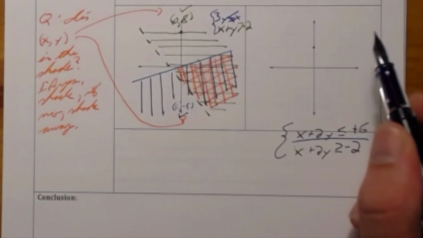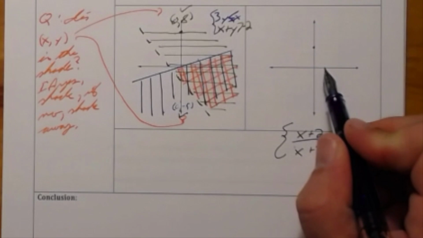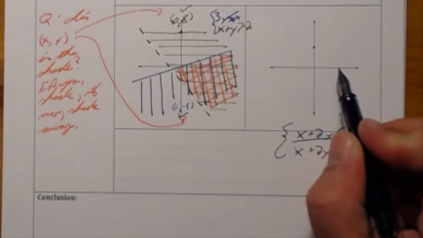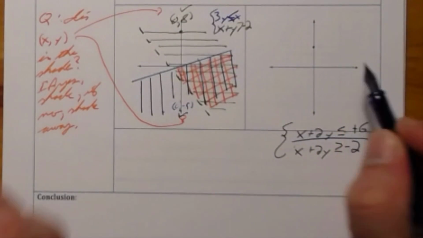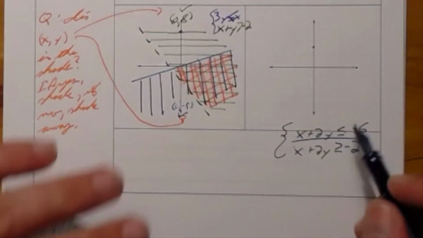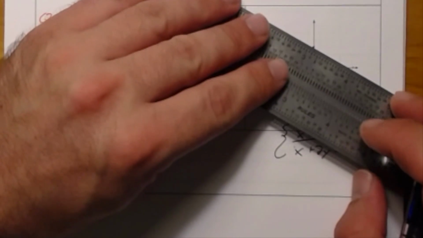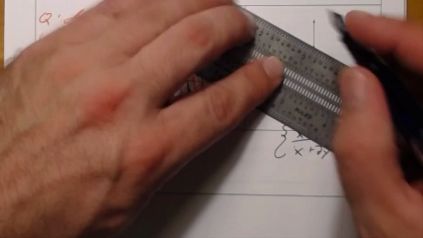When x is 0 and y is 9, then 0 plus 18 is not less than 6. So I'm going to shade away from that point I've chosen. I'm shading the opposite side of the line.